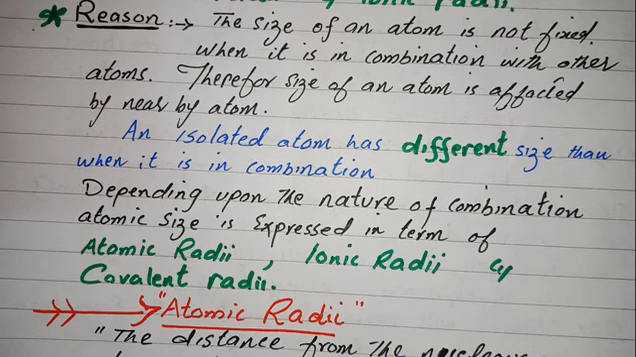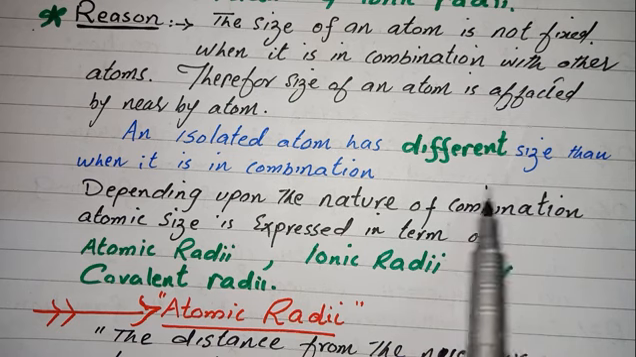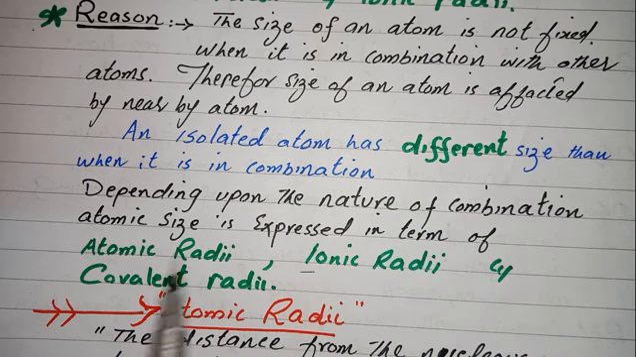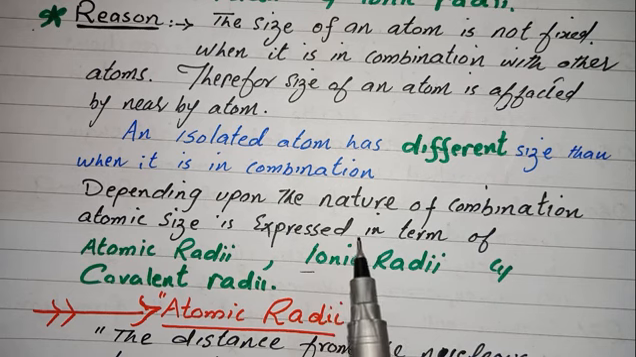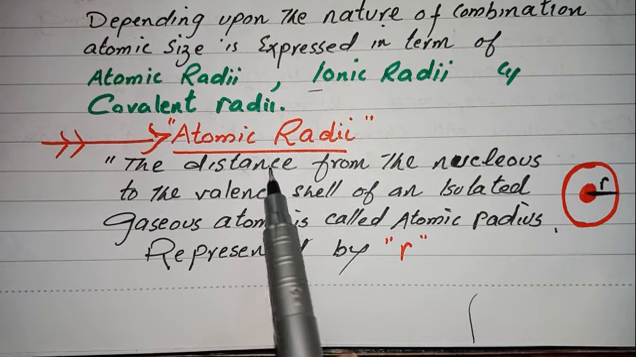As we know, an atom is a very small particle and we cannot take a single atom. Secondly, an atom is a very reactive unit of an element. Therefore, it is always in combination with others. So when an atom is in combination with another atom forming a covalent bond, we will have to discuss the covalent radii. If it is in combination with another atom forming an ionic bond, then it is said to be the ionic radii. So let me start with atomic radii.